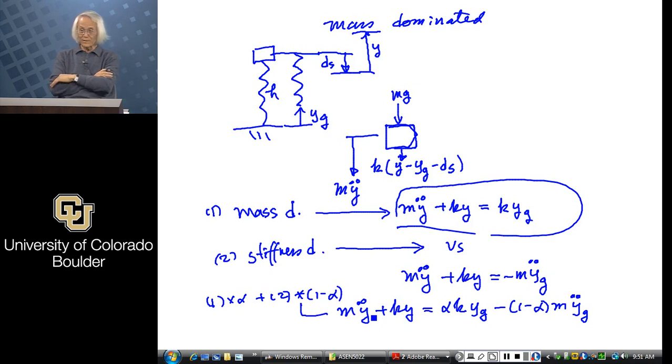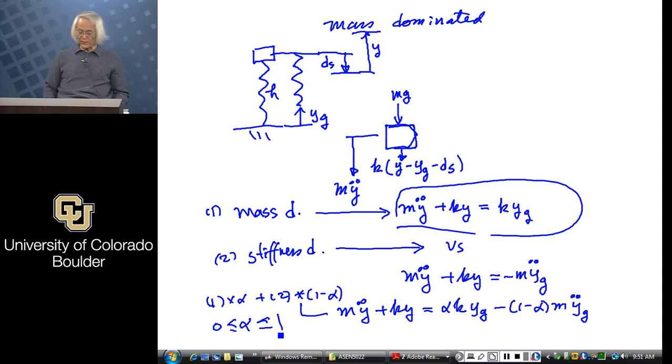Any question? What does the alpha represent again in the last equation? The weighting. It's just the weight. Oh, okay.